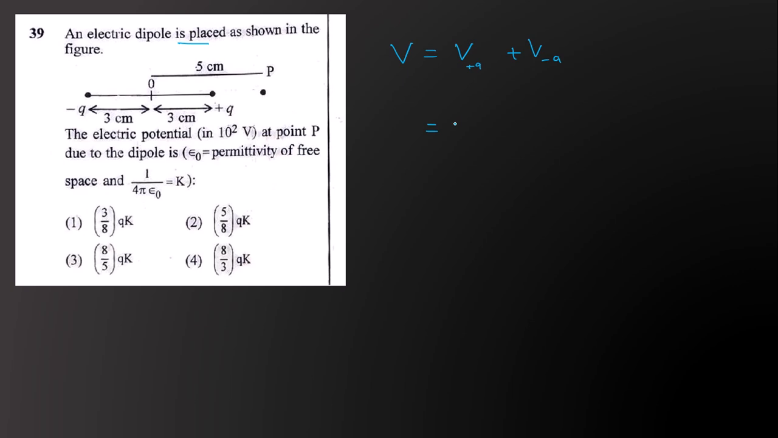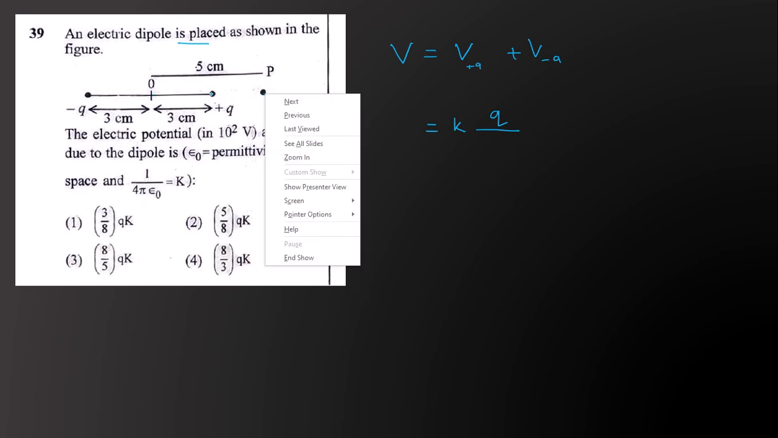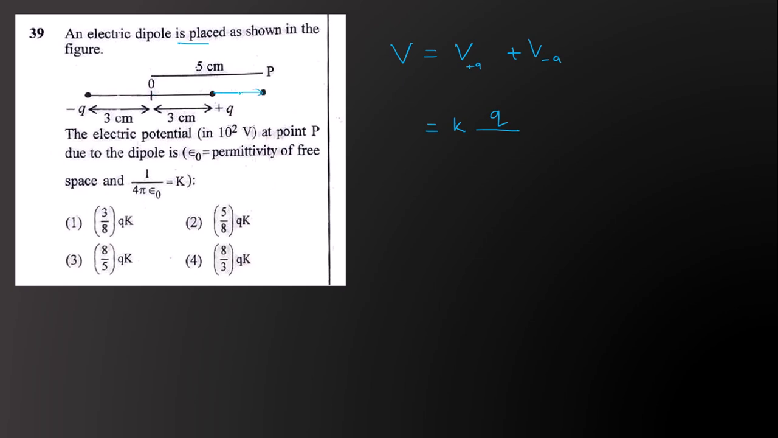For the first one, the constant 1 by 4 pi epsilon naught, charge divided by the distance. Well, from the center to the point the distance is 5, but since I am writing the electric potential due to this particular charge q, therefore I will write down this one as 2 centimeter. For the next one, it will be equal to minus q k, and then this is 3 plus 5, which is equal to 8 centimeter.